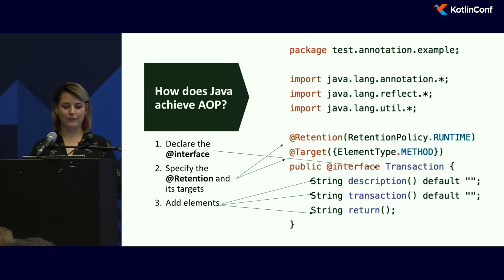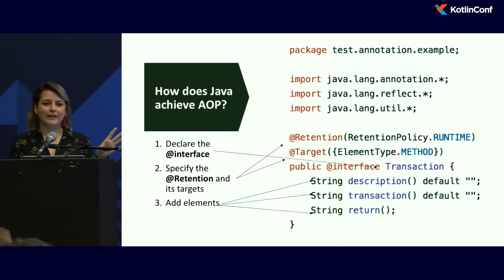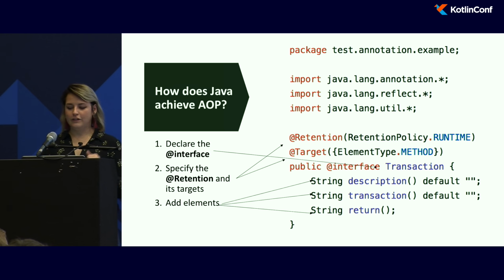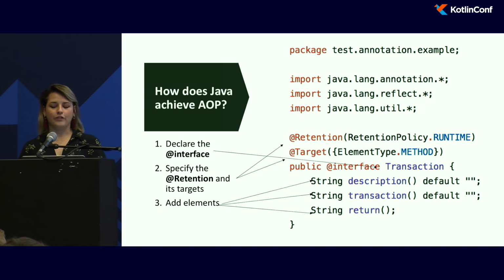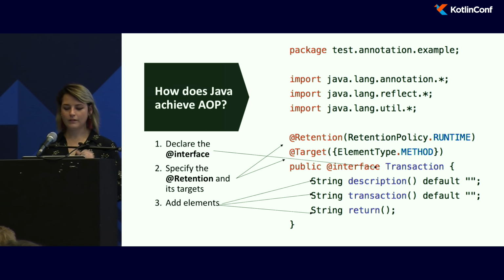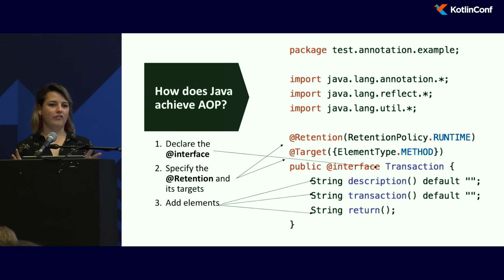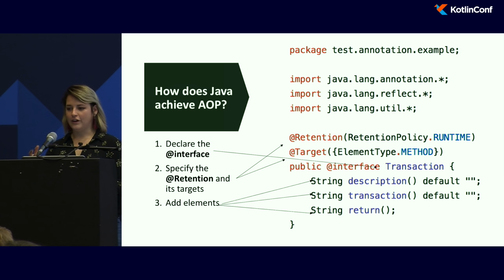There's really 3 ingredients for creating an annotation. You declare your interface, and unlike a traditional interface, you don't need to have an implementation, and you don't need to inject the annotation designated. So this is what you use to declare the annotation itself. I name mine transaction. The most important part is specifying the retention and the targets with it.